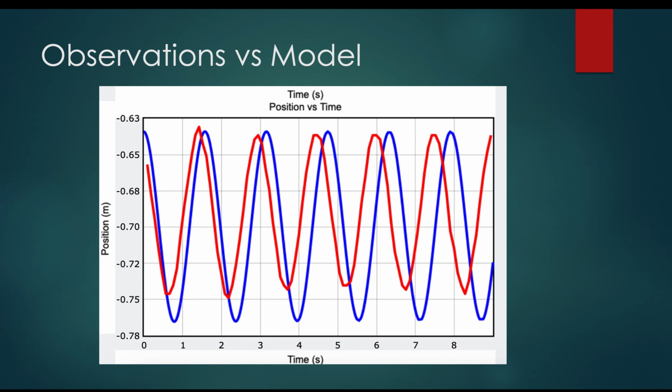So this is a comparison of my observed data from Tracker versus the model that was created in VPython. So we can see that the red line is more realistic, the actual observed data. We can notice how the data is more jagged and crooked and not 100% smooth, the way the blue line is, which is the model, but generally they follow the same pattern, oscillating up and down, obviously positive position.